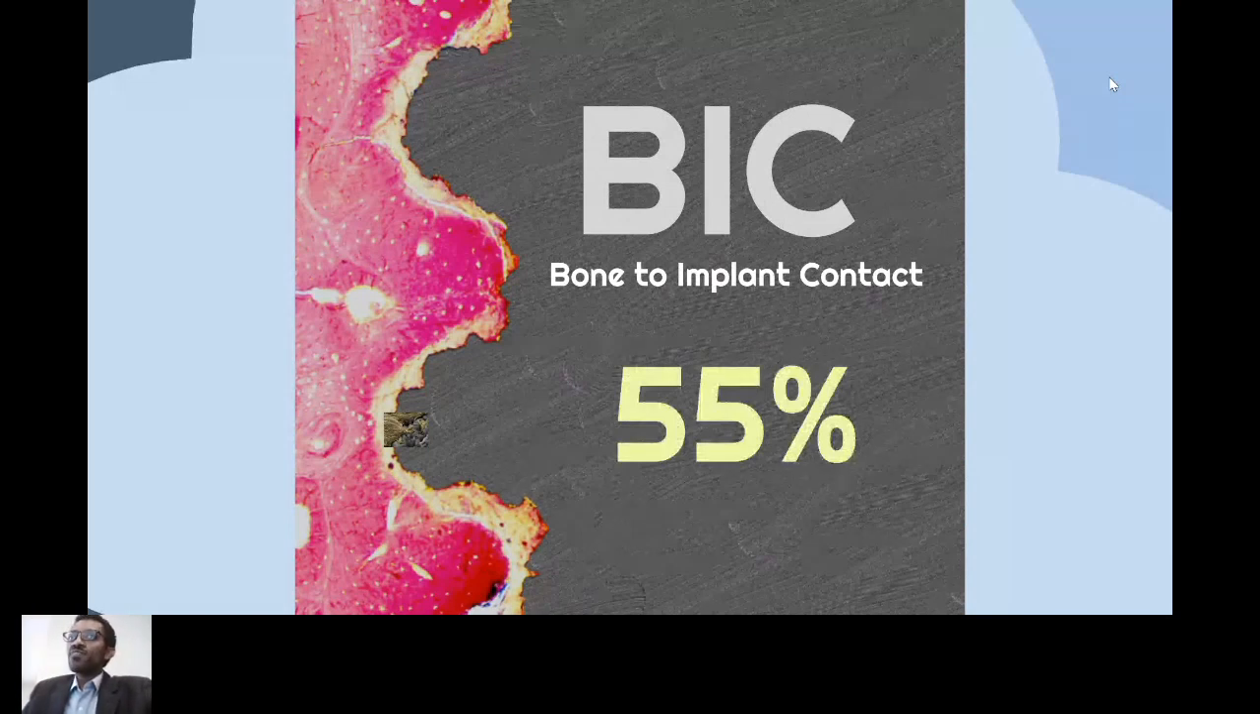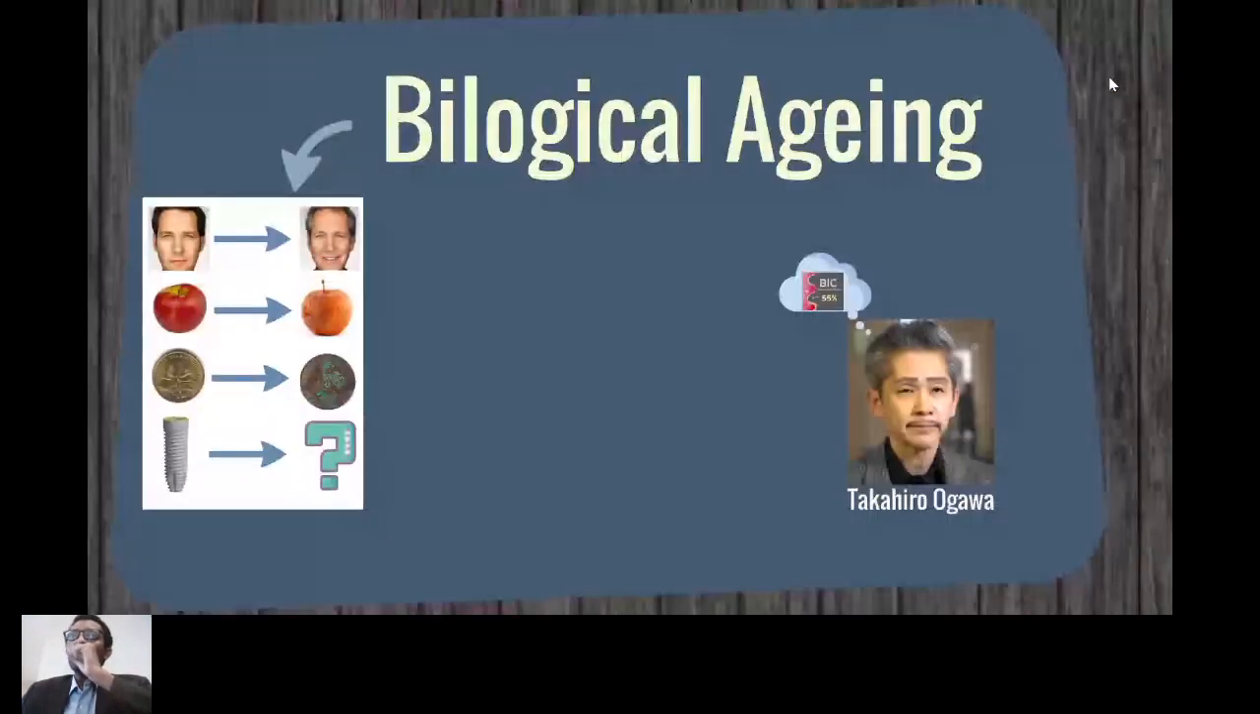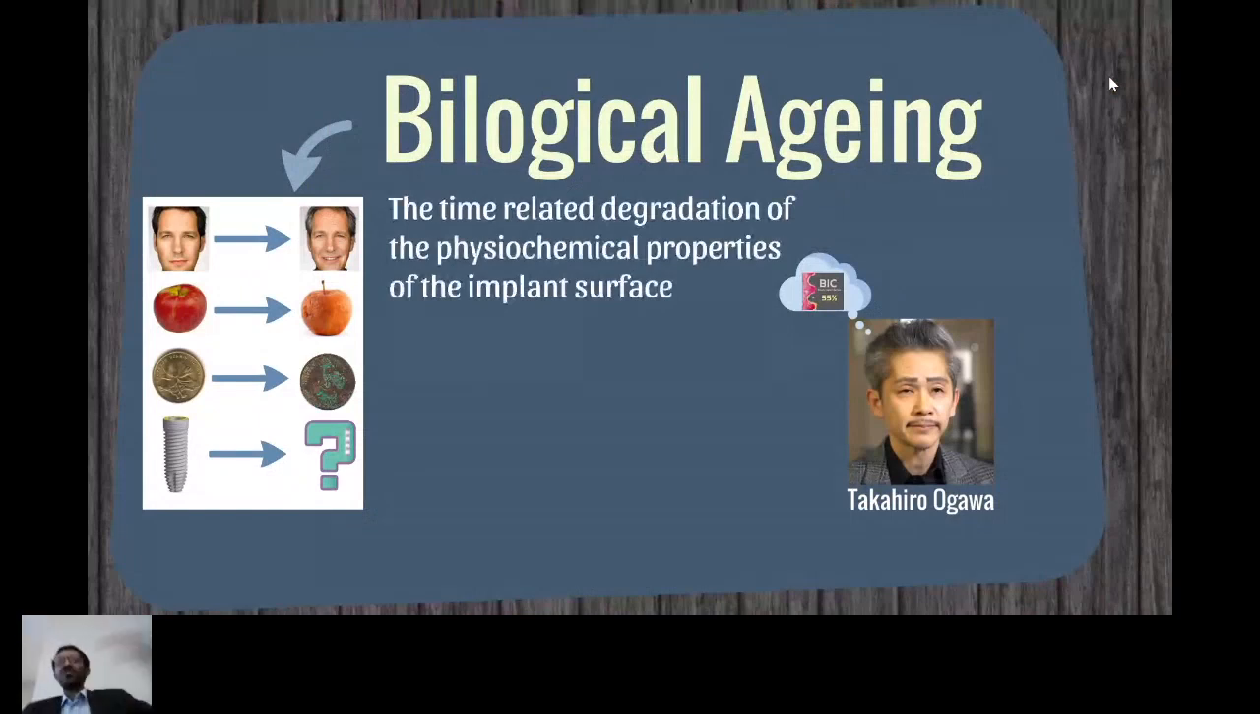And he found that only 55% of the bone is attached to the implant surface. So you wonder, why is this happening? Why am I screwing my implant inside and only 55% is attaching to the surface, which is this part exactly, the bone attachment to the metallic surface? Can we increase this or not? Then they studied these implant surfaces, and they found out that actually implant surfaces age.